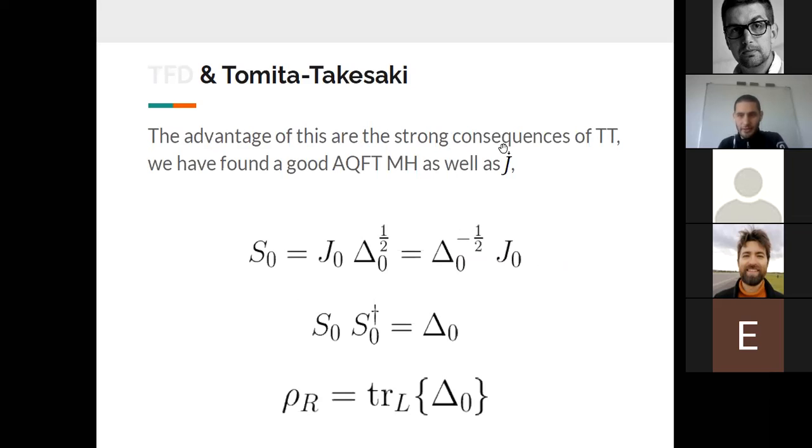The advantage of this is that delta is now something that by force will do a good modular flow inside the cone, and also we have found J0 with the path integral method we did before. We were mostly oblivious to this. One can come back and compute the rho R in this language and everything.